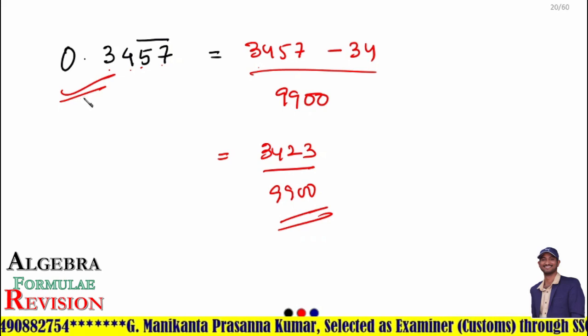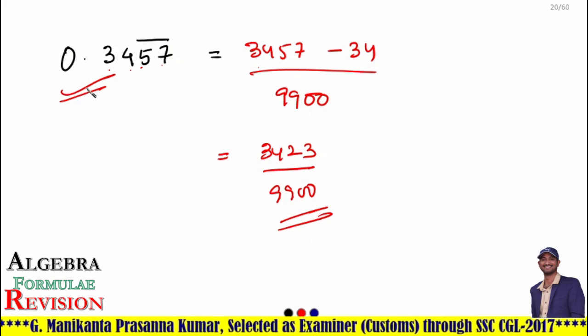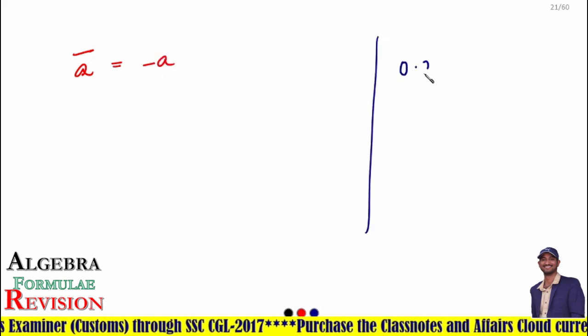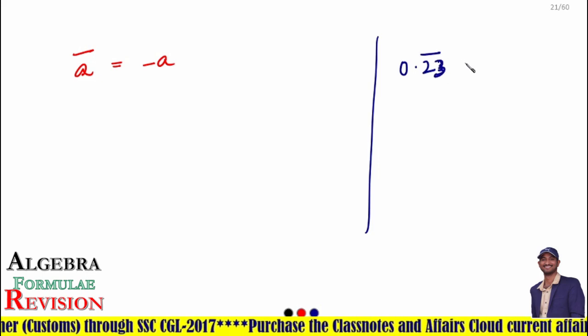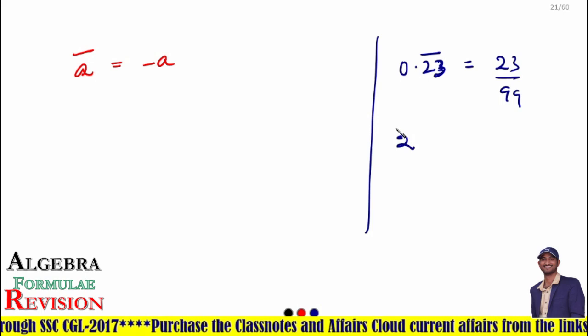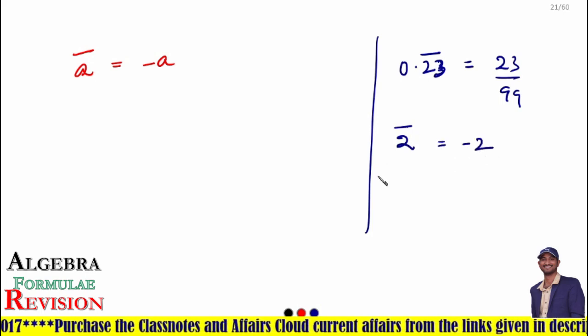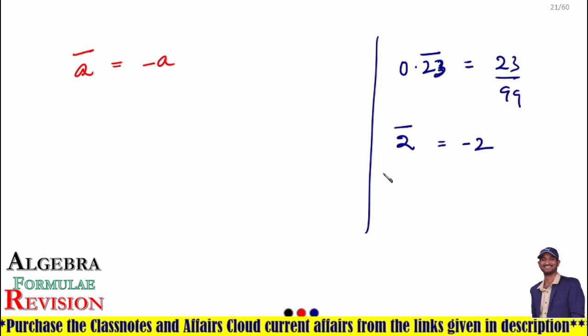Very, very important thing. You may get a question using these things. And one more thing: without a decimal, if a number has a bar, A bar is nothing but minus A. For example, if you have 0.23 bar, then definitely you can write it as 23 by 99. But if you have 2 bar, that is nothing but minus 2. Is it clear? All of you understand?